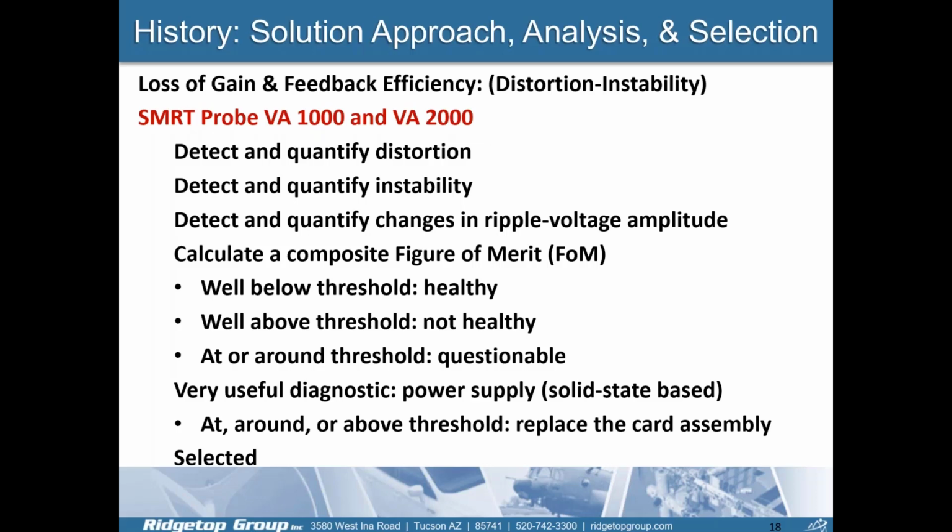If it's below a threshold, the power supply is considered healthy. If it's above the threshold, it's not healthy. Somewhere in between, it's sort of questionable, maybe good, maybe bad. This turned out to be a very good, useful diagnostic. So we went forward with what we call the Smart Probe VA1000 and the Smart Probe VA2000. The difference between the two is VA1000 is a single channel and VA2000 is a dual channel. Next.